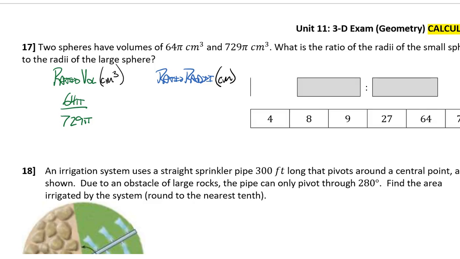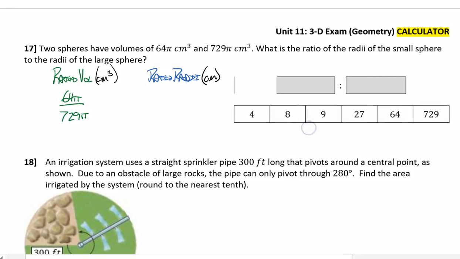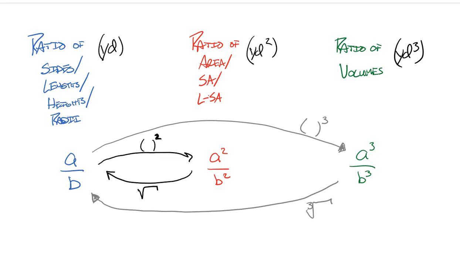Next question. We're given the two volumes of spheres, which we can set as a ratio. The pi's will divide out. We want to turn it into a ratio of radii. We're going from something cubed down to a single unit of centimeters. Going back to our relationship between ratio of sides, ratio of surface areas, ratio of volumes, we were going from volumes back down to sides.